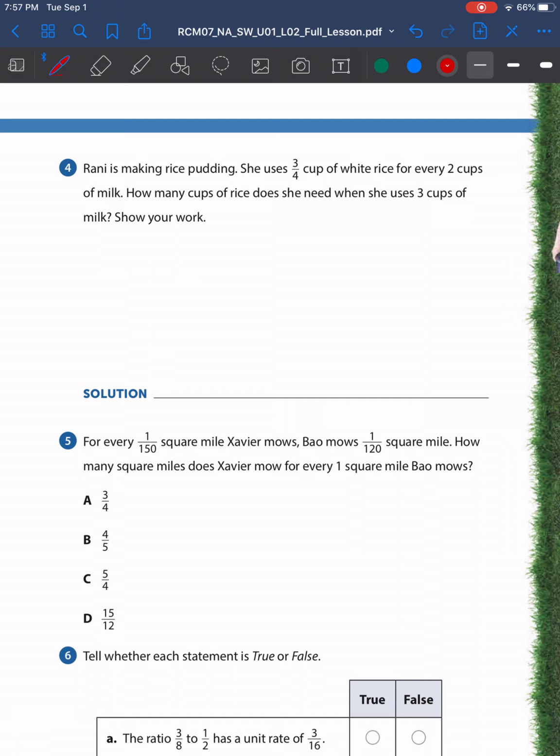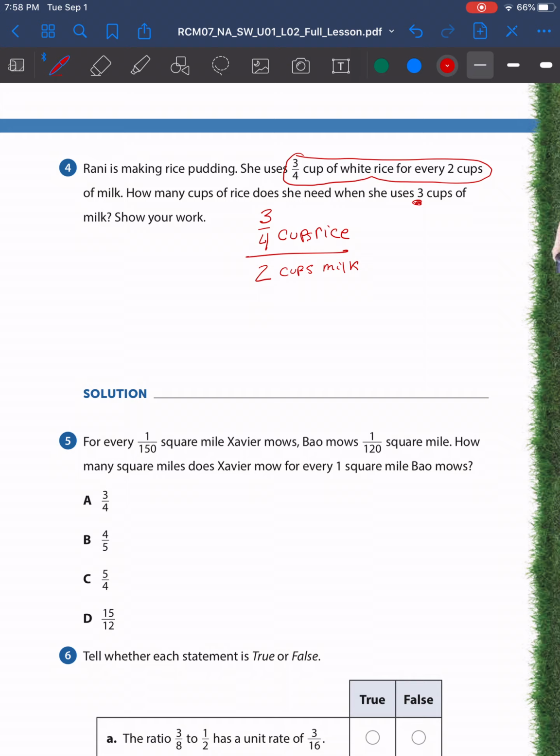Ronnie is making rice pudding. Let me go ahead and zoom out on my book over here so I can see the answer. Okay. Ronnie is making rice pudding. She uses 3/4 cup of white rice for every 2 cups. I don't know about you guys, but to me that sounds like a rate, right? 3/4 cup of rice per every 2 cups. Per means divide. 2 cups of milk.